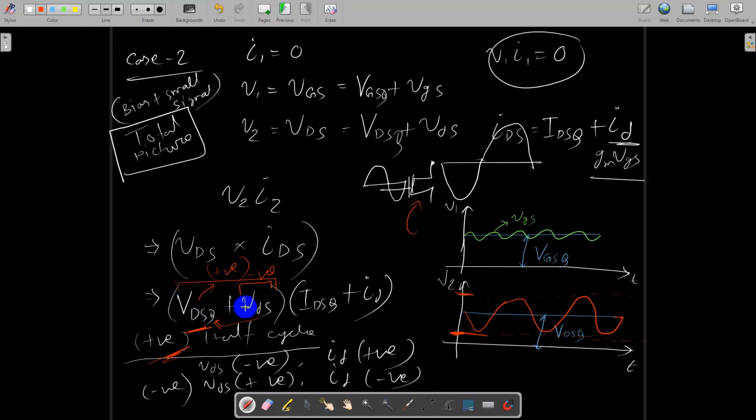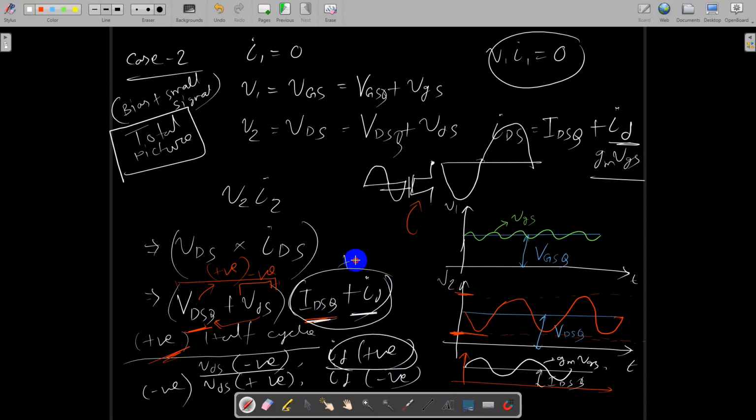And when it is positive, what about IDSQ? This is your IDSQ, okay? And this is nothing but your GM VGS. So when this is negative, this is already positive. So this is already positive, this whole thing is positive, and this is also positive. So positive times positive is also positive.